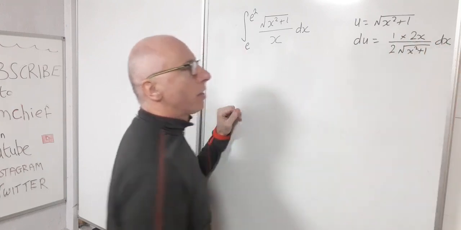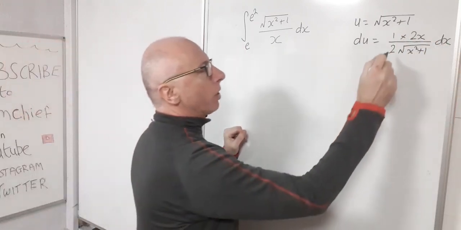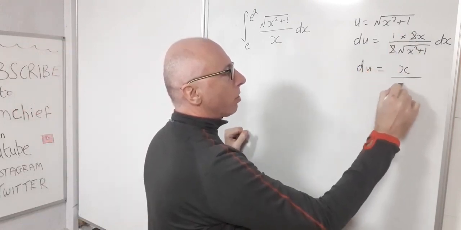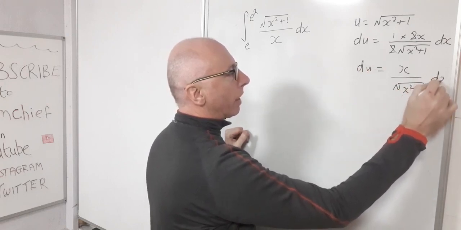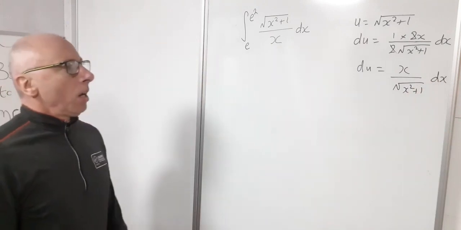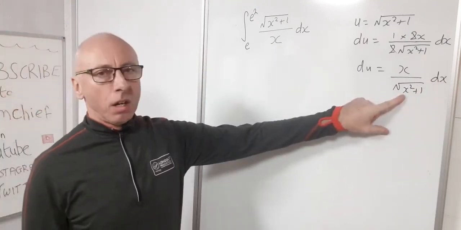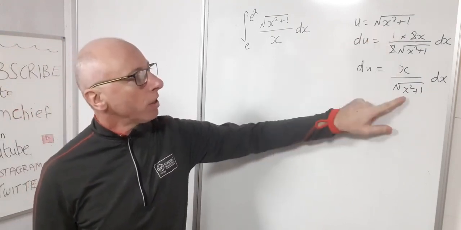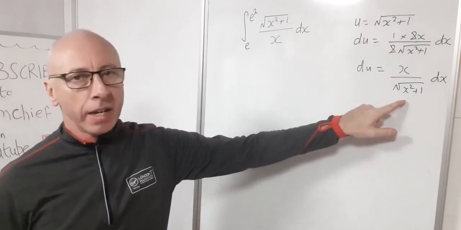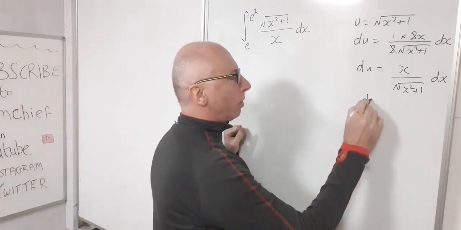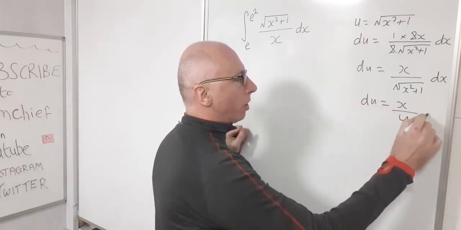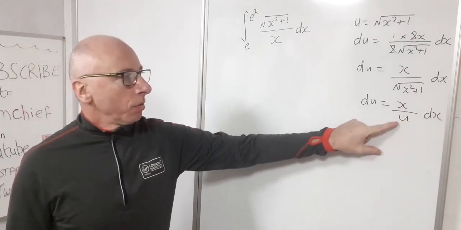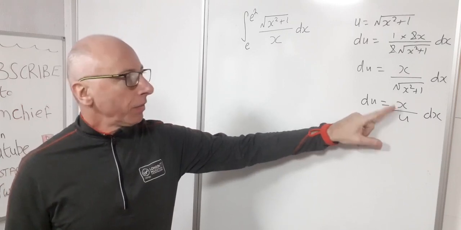Okay, so now we need to just simplify this a little bit. The 2's will cancel out and we'll get du equals x over the square root of x squared plus 1, and that's our dx. Okay, now in our result for du, we've got the square root of x squared plus 1, which is here in terms of u. So why don't we put that in there straight away? So now we've got du equals x over u dx. Now, if we get dx on its own, we're going to get u over x, so we'll have to take the reciprocal of that.